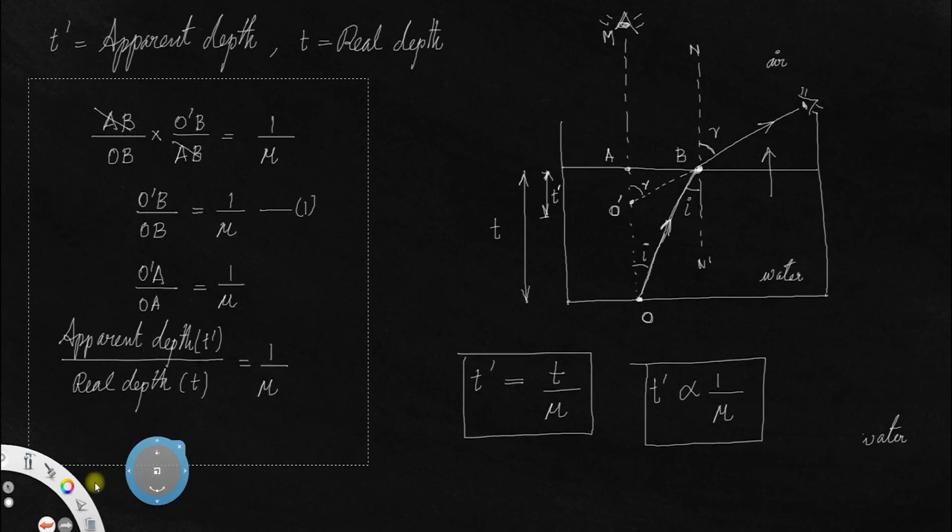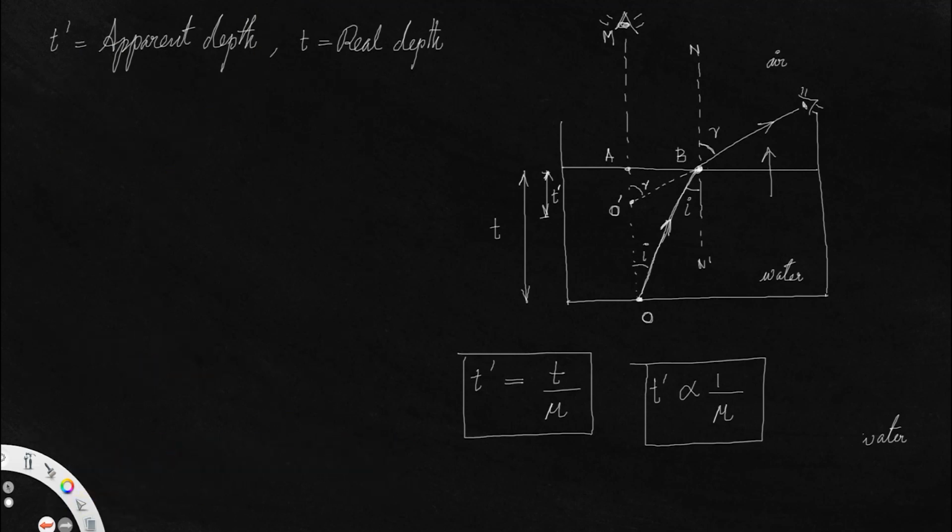Now we must find the normal shift. The term normal shift is actually this raised height, that is OO dash. How will you find OO dash? It will be OA minus O dash A. So that will be T minus T dash.